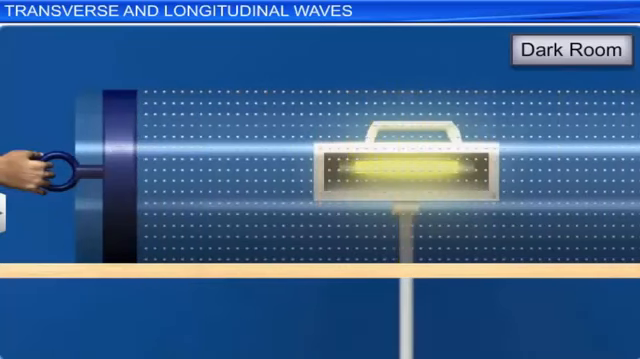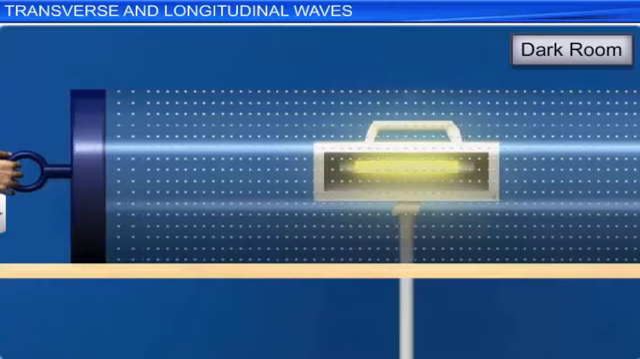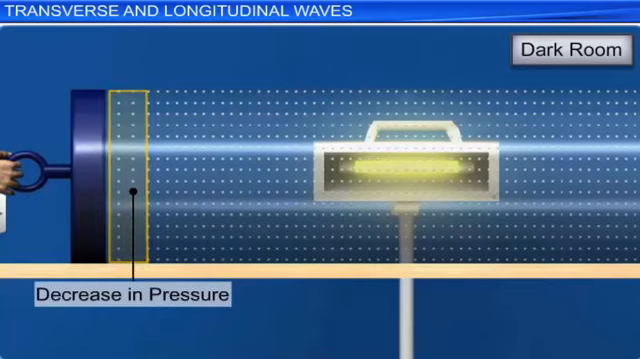When the piston is pulled back, we observe that the pressure at the compressed region decreases and causes the dust particles to move back to their original position. The low pressure region formed is called rarefaction.